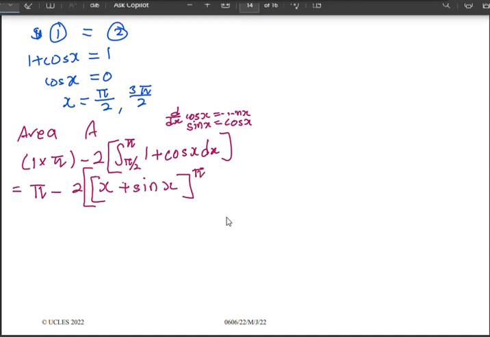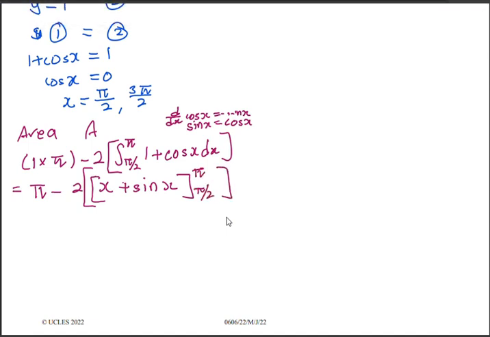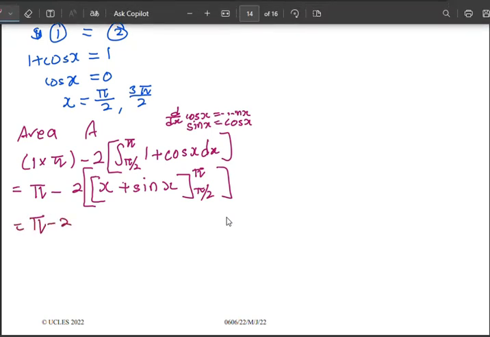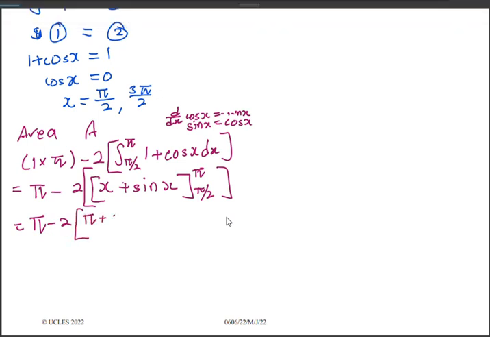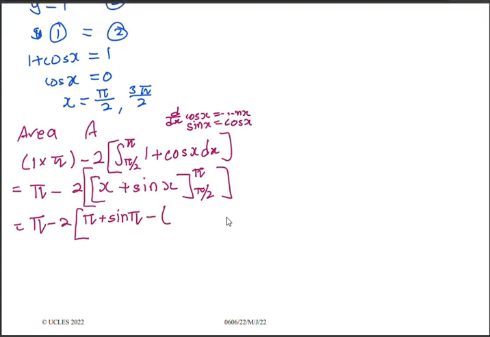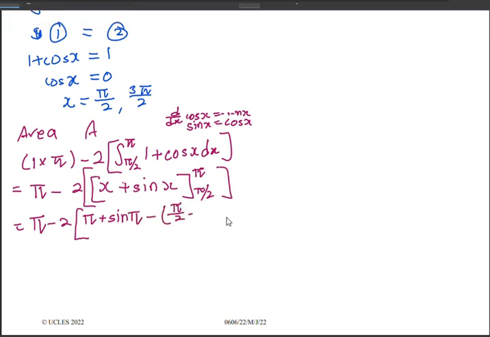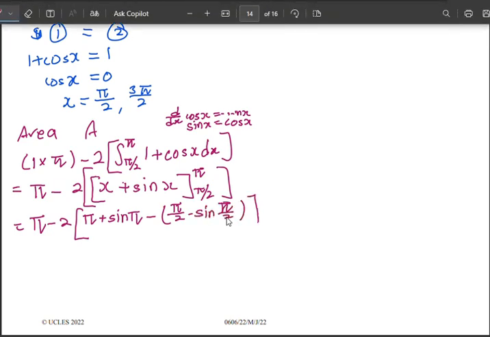So pi minus 2, big bracket, x plus sine x, from pi over 2 to pi. Now I can sub in the values: pi plus sine pi, minus pi over 2 minus sine pi over 2, close bracket. From here you can simplify it to pi minus 2.